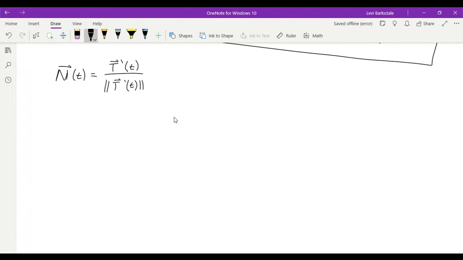The reason being, it comes from a proof involving the dot product. I won't go into that right now, but it is a helpful little fact to know. So let's go ahead and do an example where we find the unit normal. Find the unit normal vector of this function R of t is equal to 2t comma t squared.